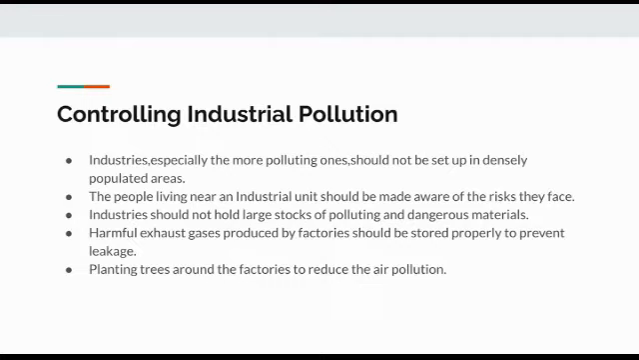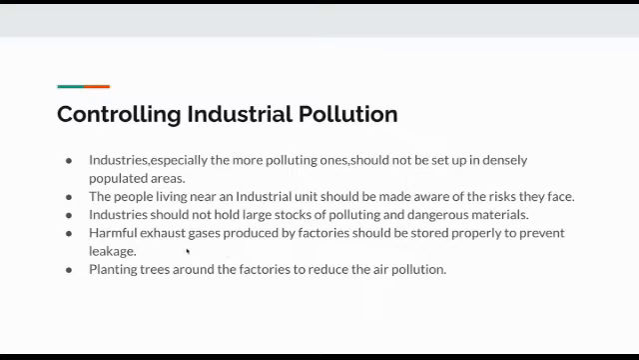There should be a system of quickly detecting leakages and alerting the people. If there is any problem, they should inform the people who are nearby to those industries or factories. That is the main thing. What industries have to do: they should not hold large stocks of polluting and dangerous materials.